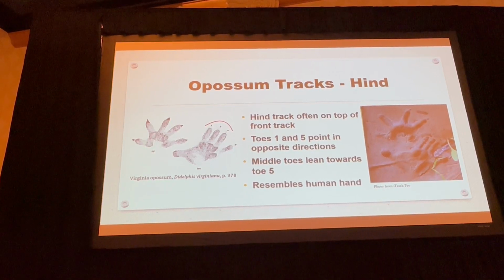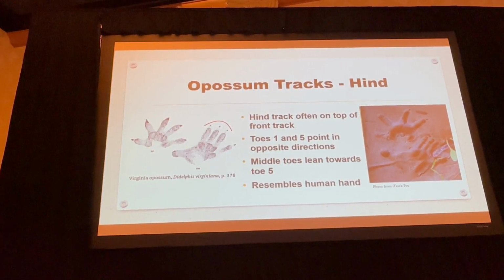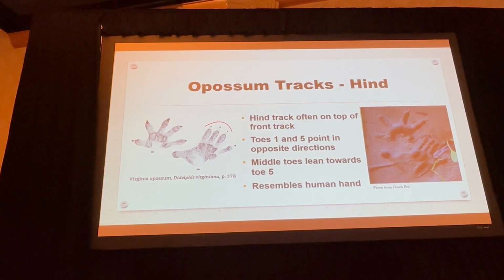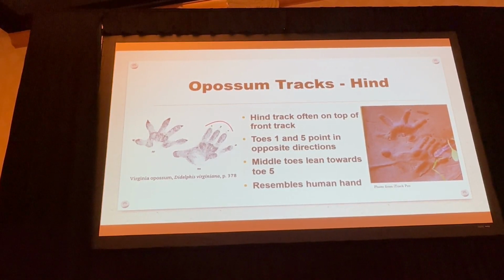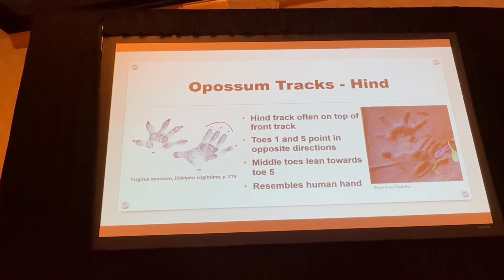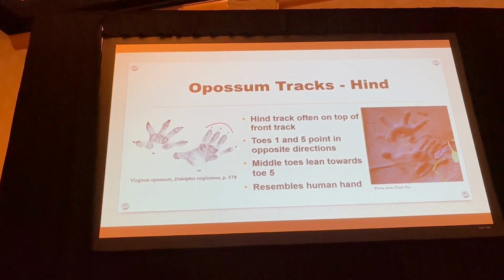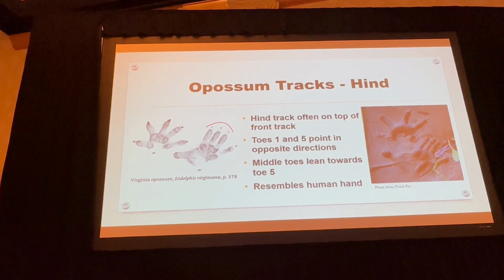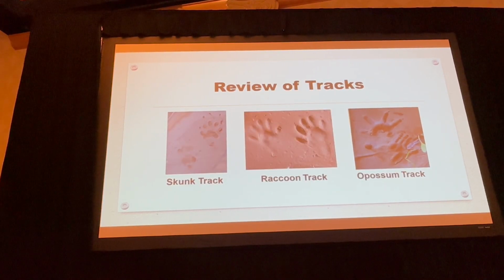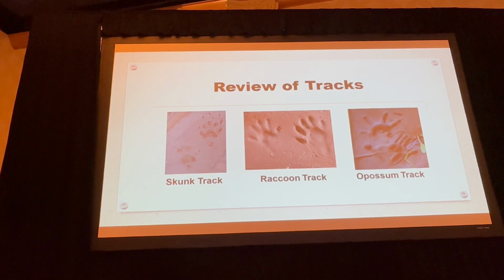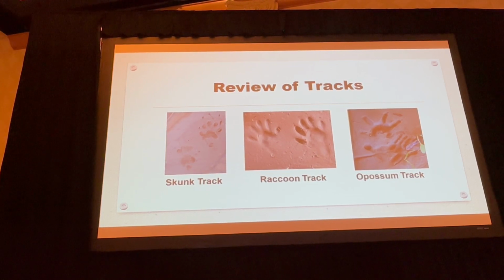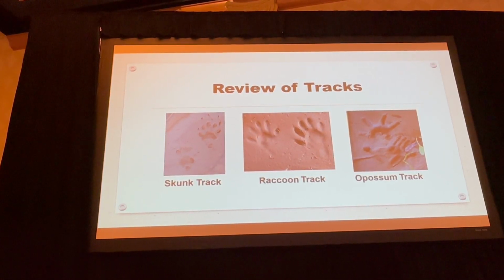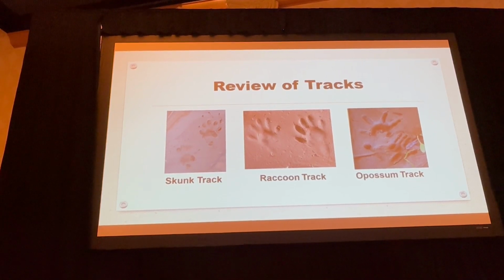Unlike the front track, where the other toes spread out fairly evenly between toes 1 and 5, the middle toes stay together, leaning towards toe 5. This makes the track resemble a human hand, with, again, toe 1 as the thumb and toe 5 as the pinky. So to review, I've gone over a lot of details about each track, and I don't imagine that you'll remember them all, but you might be able to remember a few key points which will help you tell them apart.